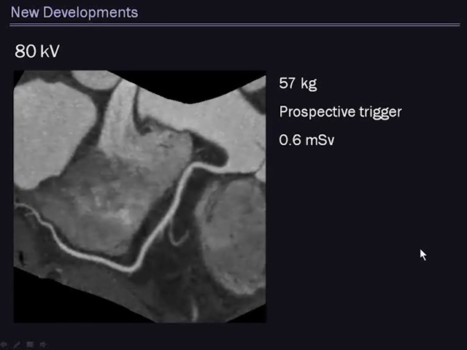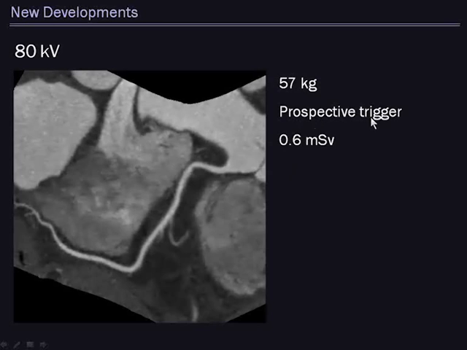You can also think about using 80 kV tube voltage. 100 kV is already better than 120 kV as far as image quality is concerned, but noise goes up a little. The same holds true for 80 kV. Noise goes up even more. Dose goes down even lower. And this can be used in very, very slim patients.